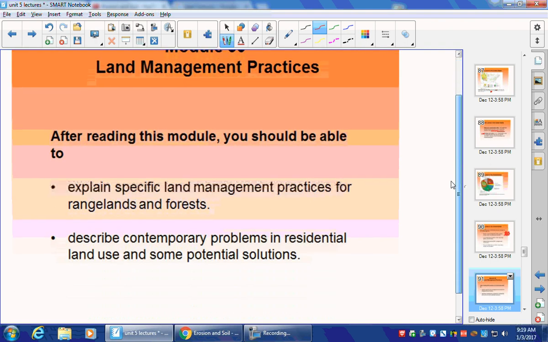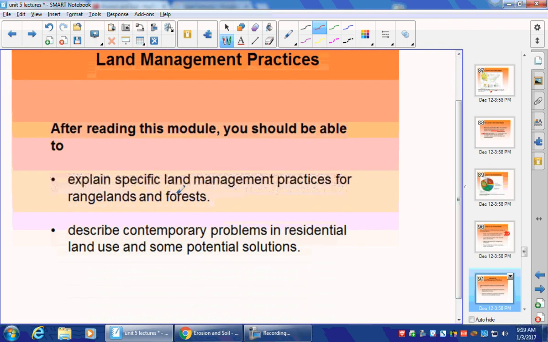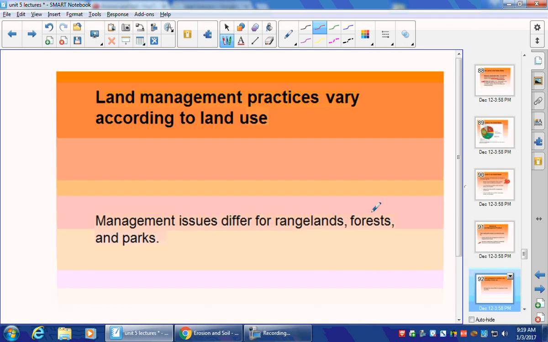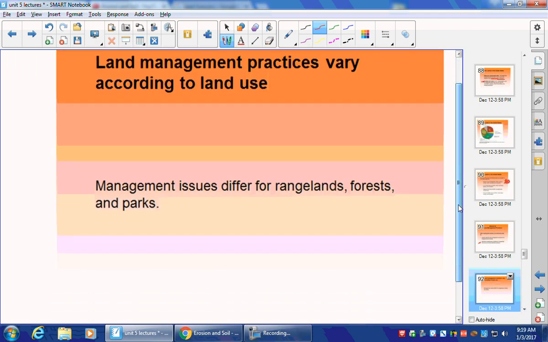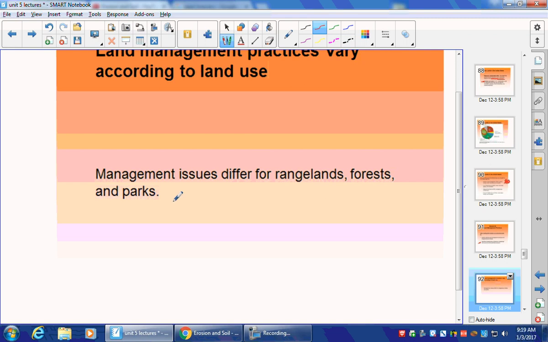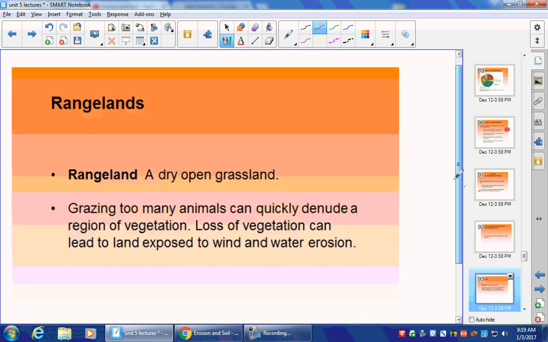All right, so this is the second half of Chapter 10. We're going to explain specific land management practices for rangelands and forests, describe contemporary problems in residential land use. So this is going to be when we start talking about urban sites, right, and how cities develop. All right. Management issues differ for rangelands, forests, and parks. So rangelands, let's talk about rangelands.